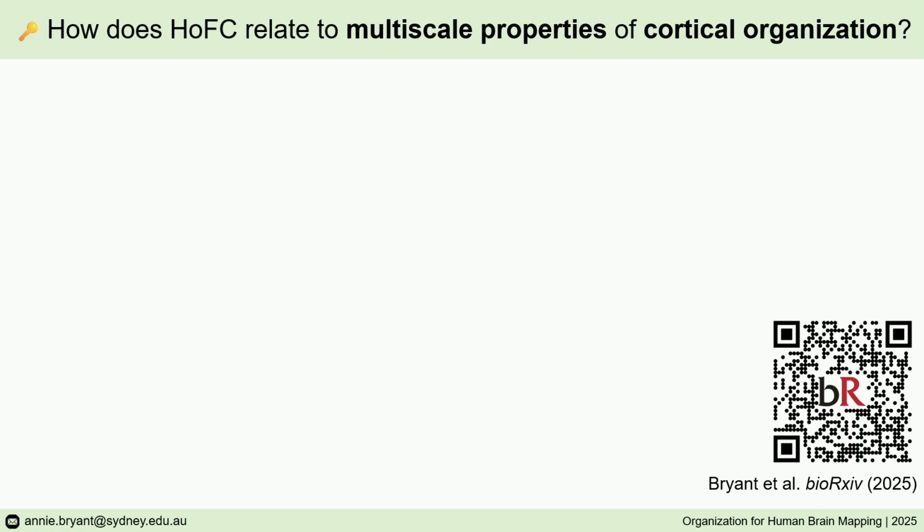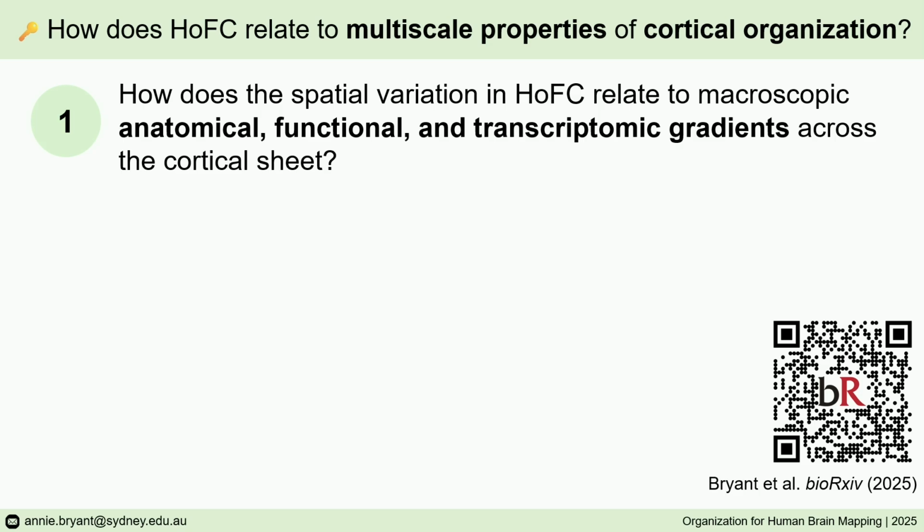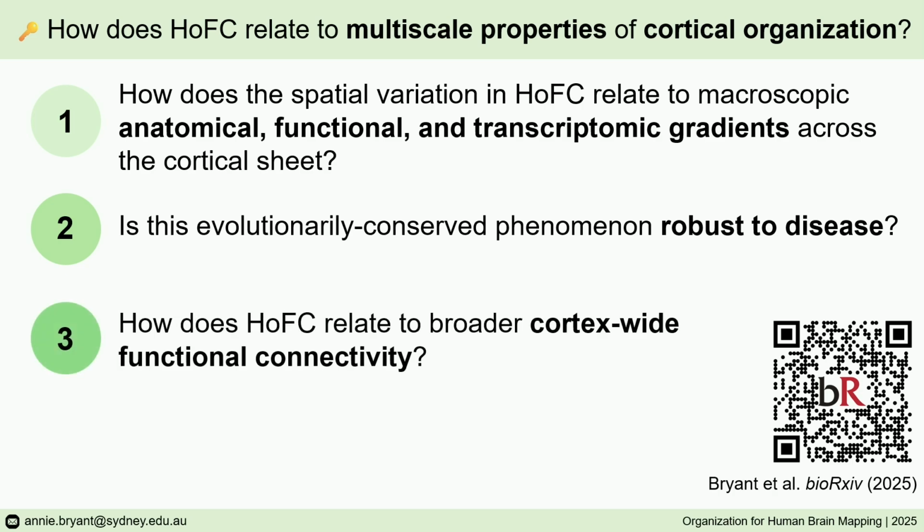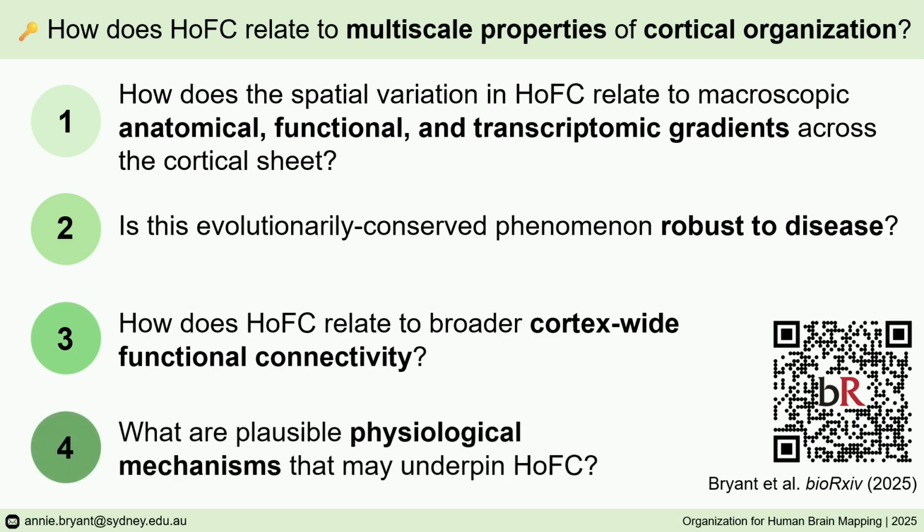And there's 4 key aims that I'll briefly review today and are detailed in our recent preprint. That was the last chapter of my thesis. So first, we wanted to understand how the spatial variation in homotopic coupling relates to macroscopic properties of cortical organization. We next asked whether this phenomenon is robust to disease. We also investigated how homotopic coupling relates to broader cortex-wide functional connectivity. And lastly, we wanted to start exploring potential physiological mechanisms that might be underpinning homotopic connectivity.